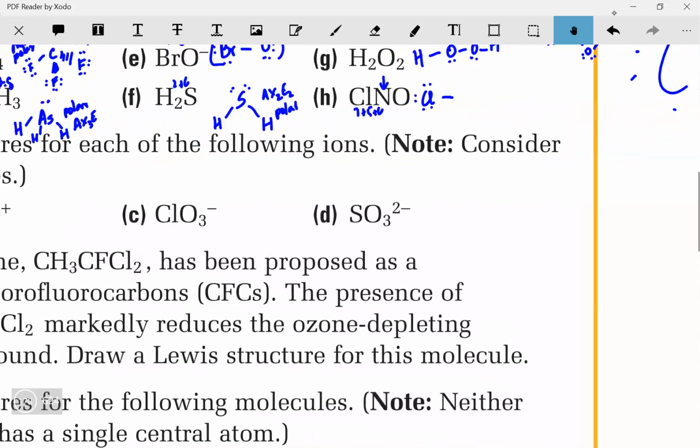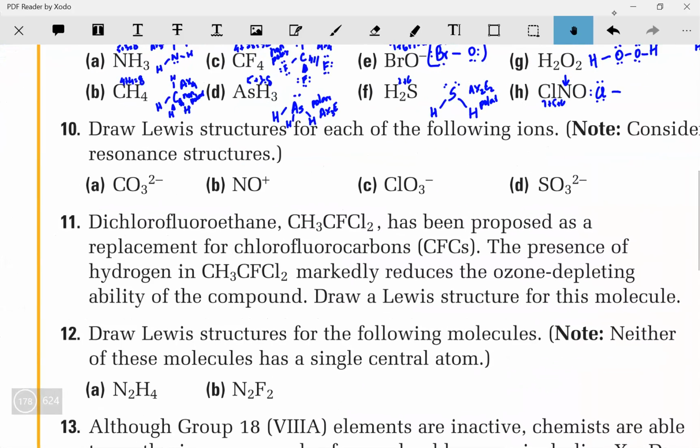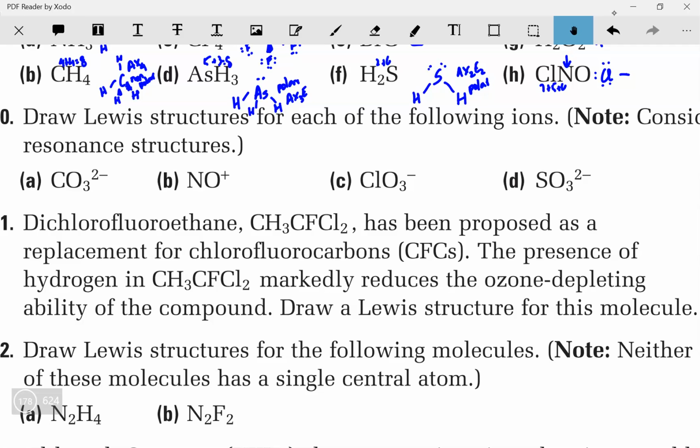So draw Lewis structures for each of the following ions. Consider resonance structures. We don't learn about resonance structures, so we're not going to consider it. Maybe I'll talk about it a bit on Monday just for fun. Just kidding. I don't want to scare you anymore. But it's good to know. Won't be tested, obviously. So we'll see how the day goes.